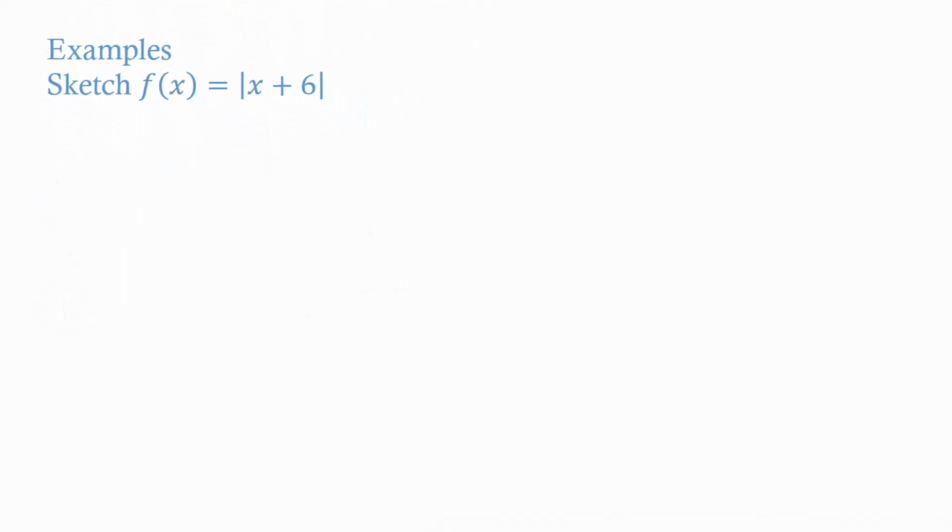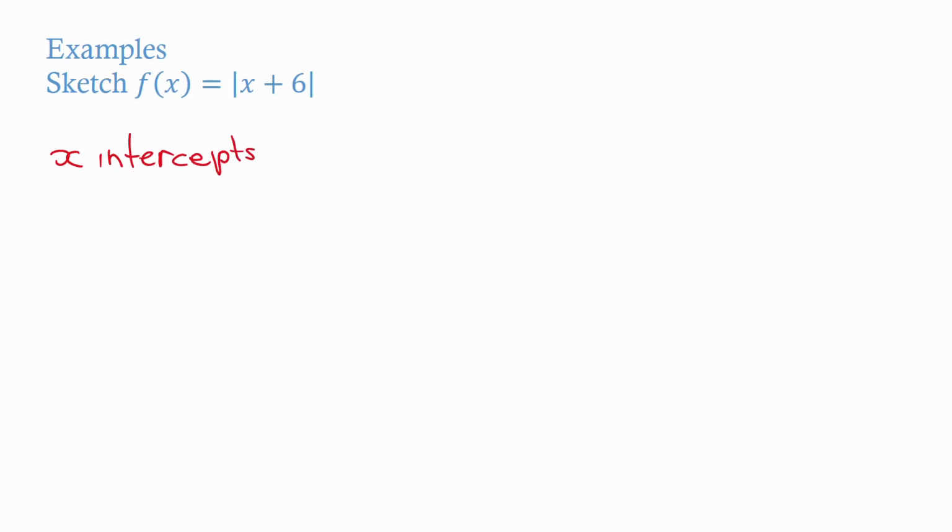So the first one here, we have f(x) equals the absolute value of x plus 6. So we're going to use the X and Y intercept method here to graph this. The first thing we need to do is find our x-intercepts. Now remember, we find the x-intercepts when y equals 0. So if I have y equals the absolute value of x plus 6, I know that 0 equals the absolute value of x plus 6.